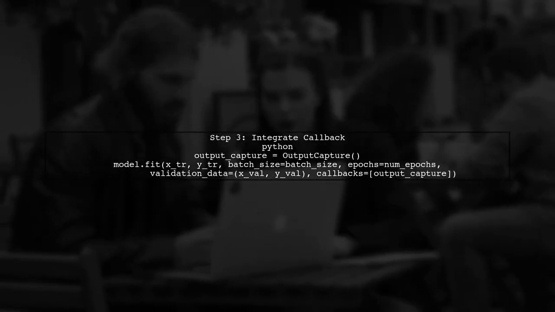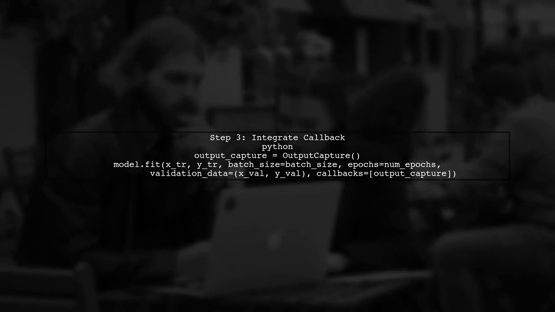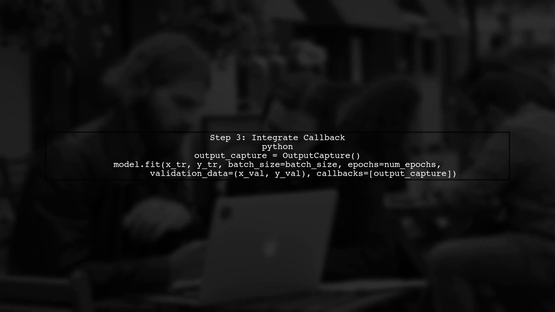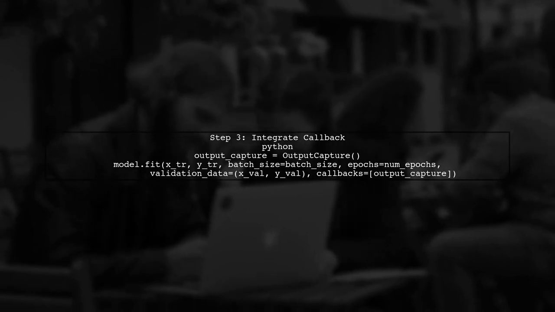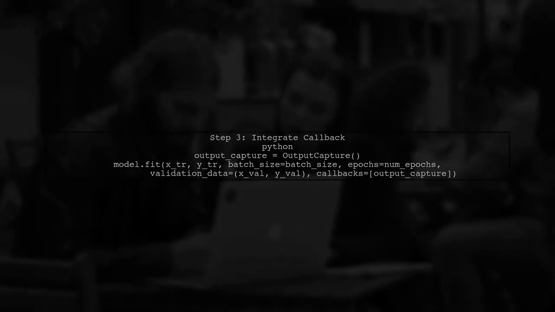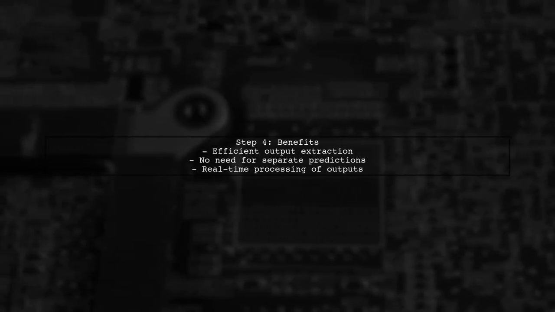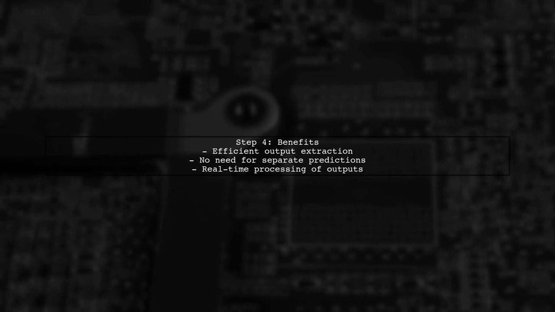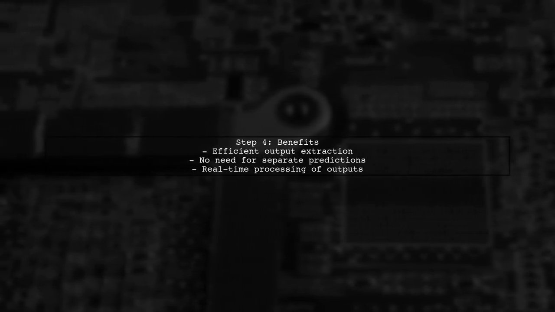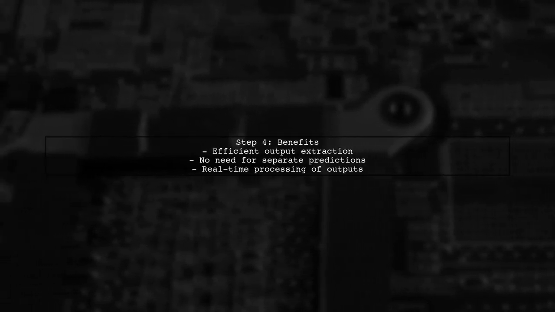Next, we need to integrate this callback into our model training process. When calling model.fit, we will pass an instance of our custom callback. This approach ensures that we capture the model's output efficiently during training, allowing us to perform any necessary operations on the predictions without additional overhead.